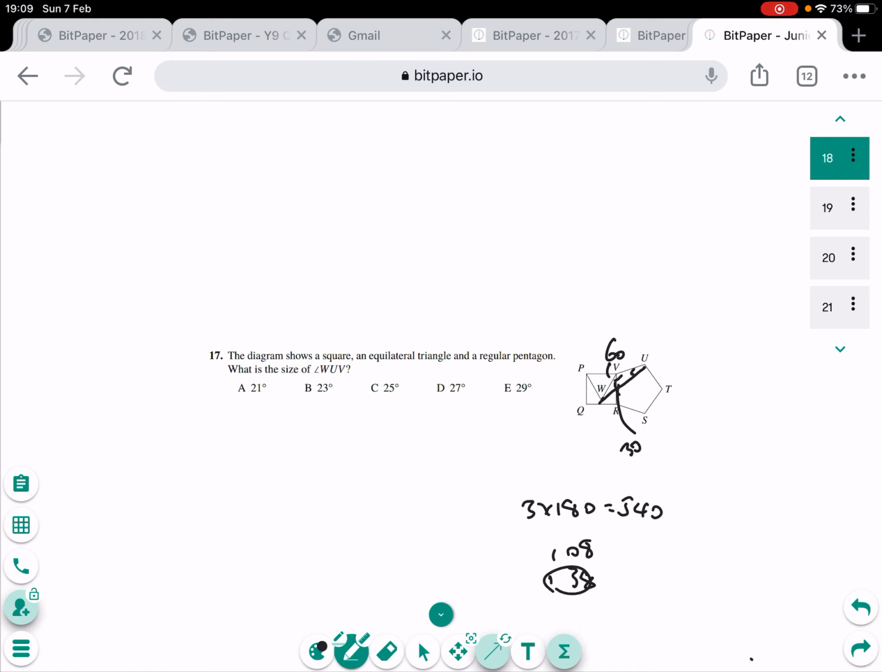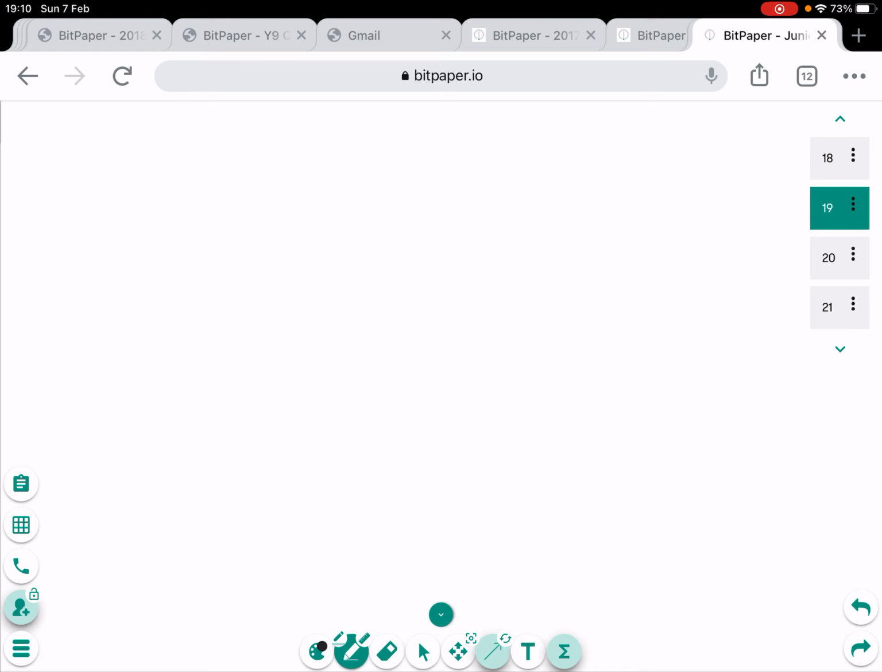138. And because it's a square, which is a regular shape, and a regular pentagon, VU equals VW, so it has to be the same size. So 180 minus 138, divided by 2, equals 21, which is A. So our answer to question 17 is A.